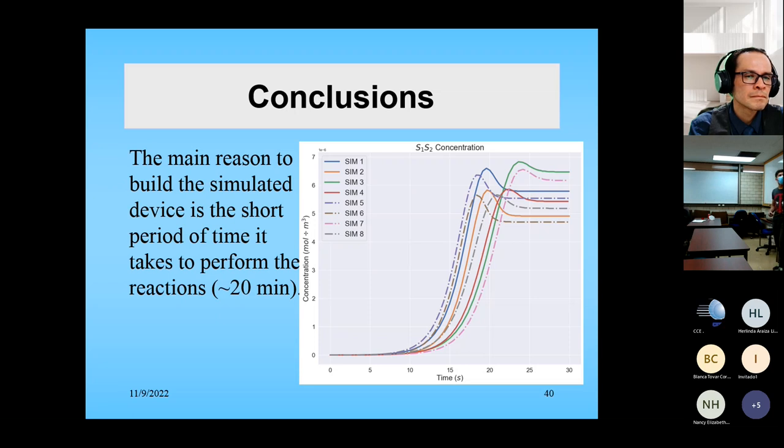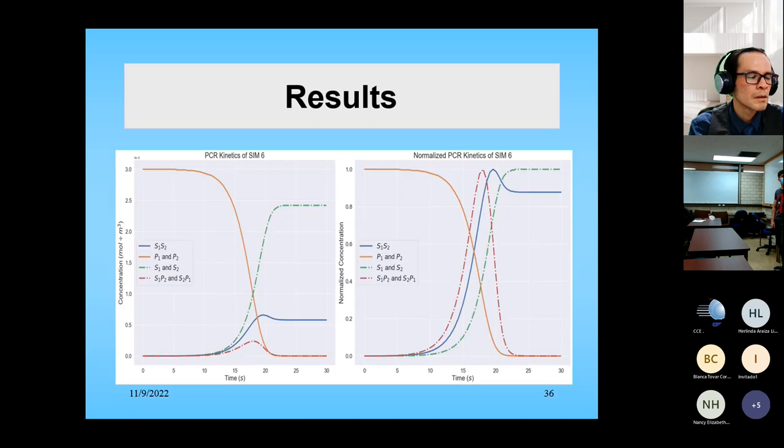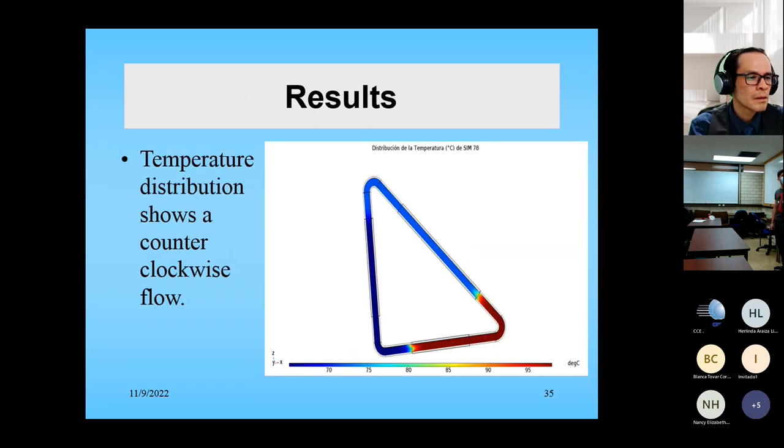But more data is needed to find a better set of parameters to make the simulations even faster than this. As we can see before in the temperature distribution, we can see that this part.